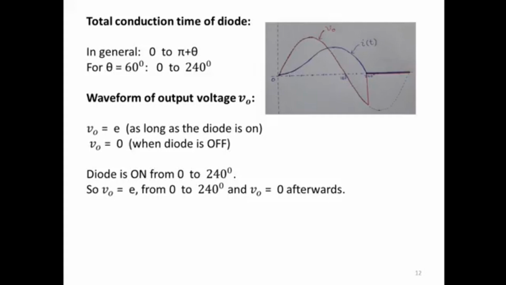Now this 240 degree is a specific value only for theta equal to 60 degree. In general, we can say that the total conduction time of the diode is from 0 to pi plus theta. The waveform will go ahead after 180 degree depending upon the value of theta. In general, it will conduct from 0 to pi plus theta for whatever value of theta is. Now the final step is to plot the waveform of output voltage.